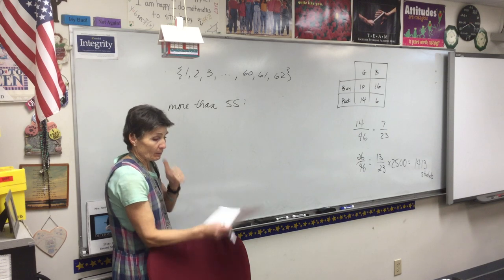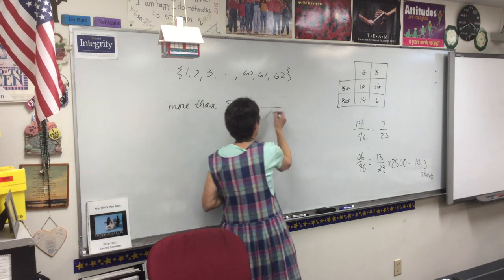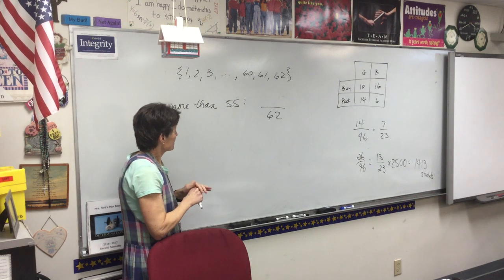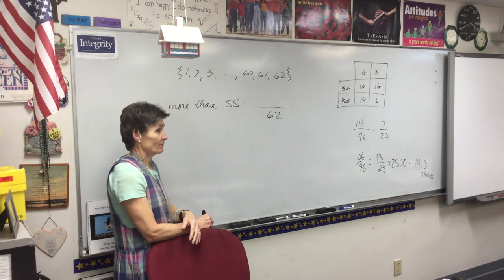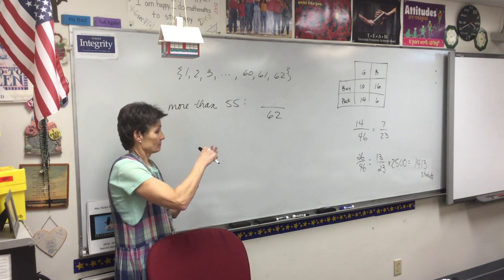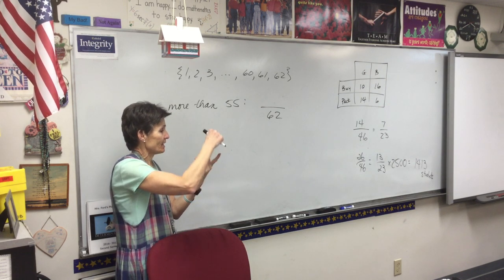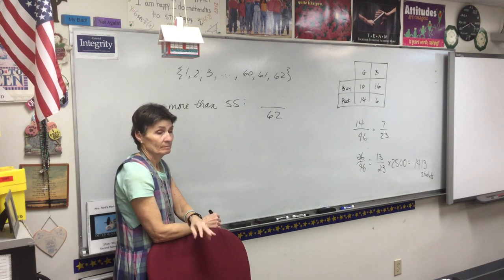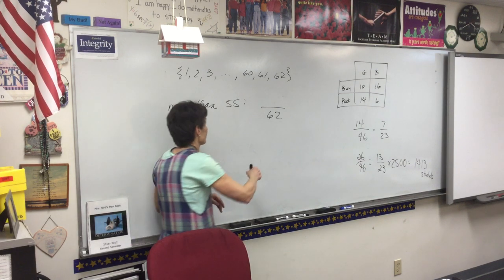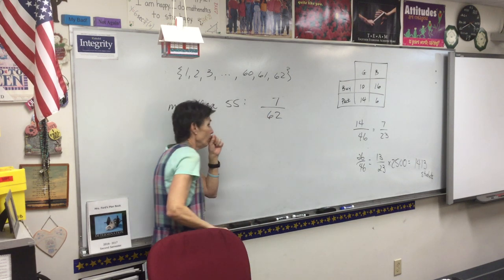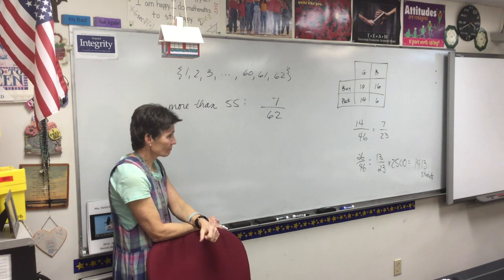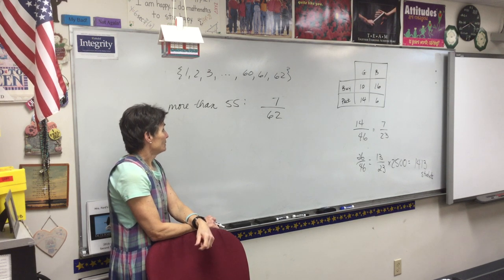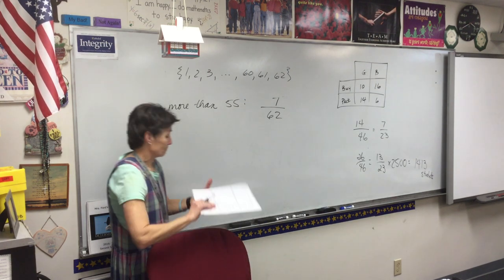So what do we need to figure out? We know the denominator is going to be 62, right? Because there's 62 of them. So we just need to figure out how many are bigger than 55. 56, 57, 58, 59, 60, 61, 62, seven of them. Right? You could also do 62 minus 55. That doesn't reduce, so that's the answer.